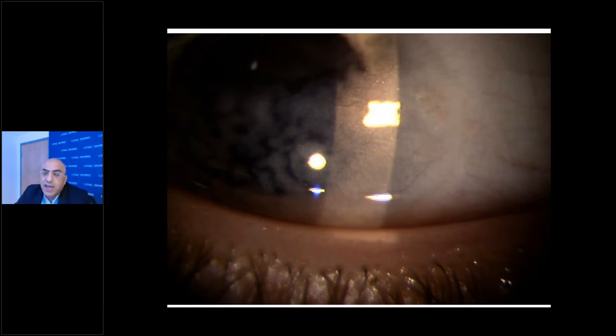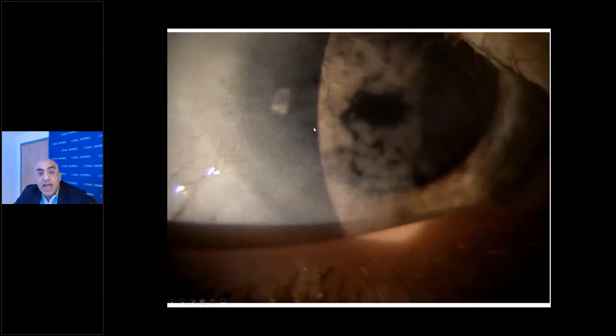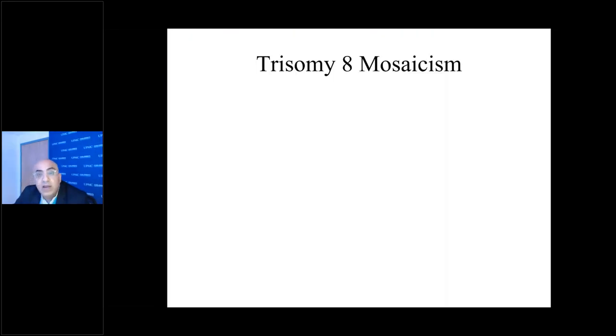One of the reasons why making the right diagnosis is so important is demonstrated by this case. This is a child who was born with this cloudiness in the eye, and it's in both eyes. For the doctors in the audience, this particular appearance I like to call a reticular flat dermoid, and it is pathognomonic of one condition, and that condition is trisomy 8 mosaicism.